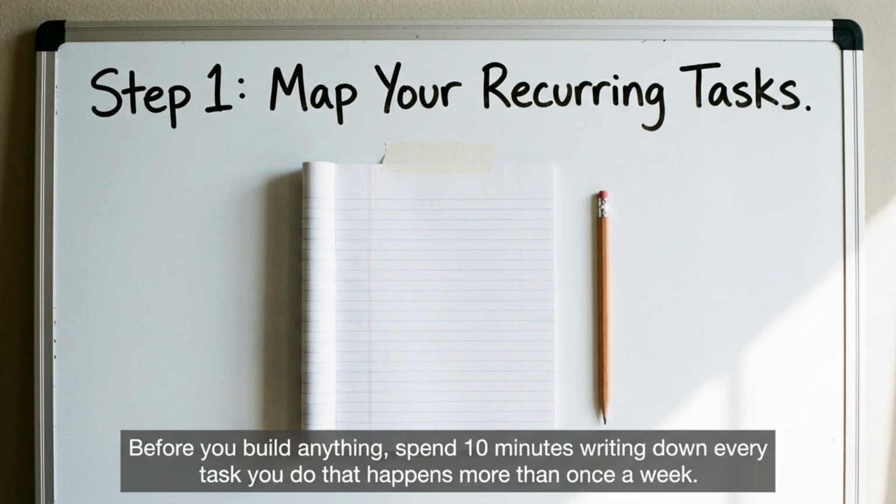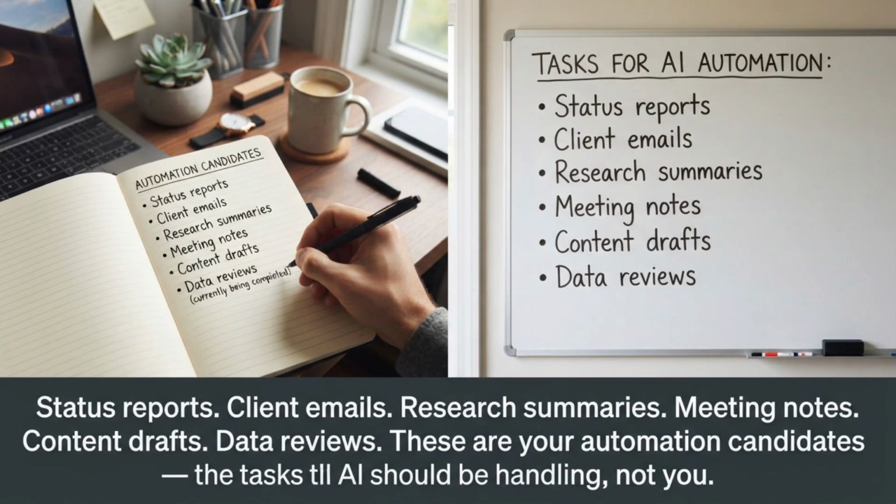Step 1. Map your recurring tasks. Before you build anything, spend 10 minutes writing down every task you do that happens more than once a week. Status reports, client emails, research summaries, meeting notes, content drafts, data reviews. These are your automation candidates, the tasks that AI should be handling, not you.